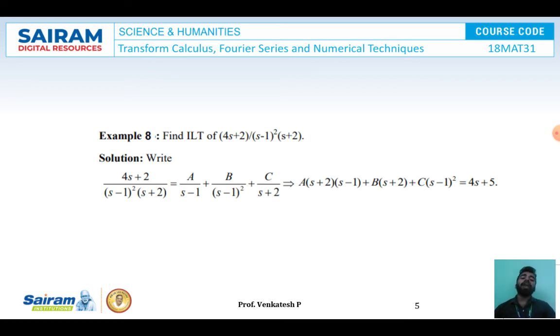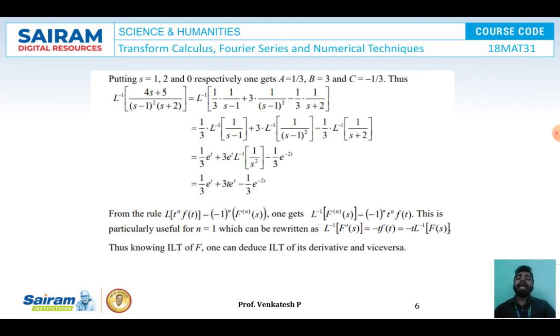Now our job is to find the values of the constants A, B, C. To find the value of A, we have to make B and C zero. To find B, we have to make A and C zero. To find C, we have to make A and B zero. Okay, I will replace s equal to 1, so we get B equal to 3. Similarly, if s is equal to −2, we can find C equal to −1/3. And if s is equal to 0, we can find A equal to 1/3. Now all these values I am going to replace in the previous equation.